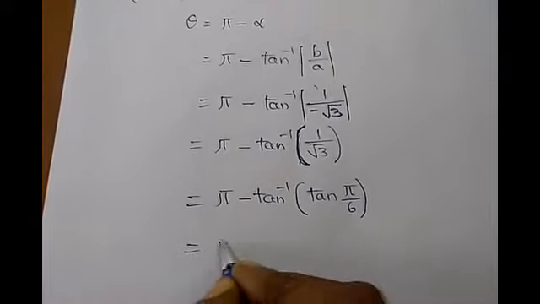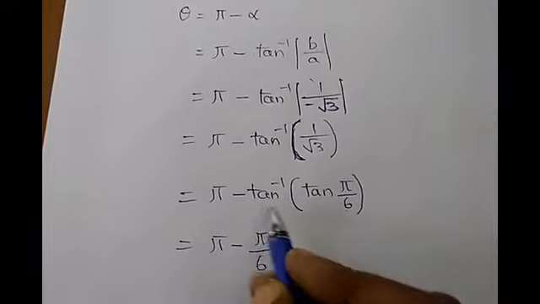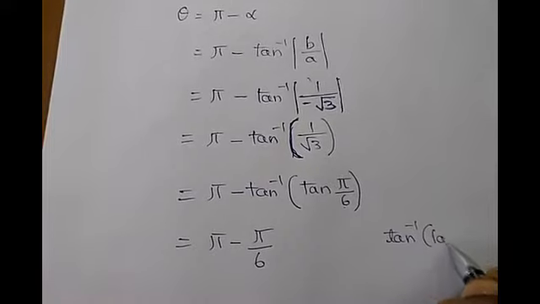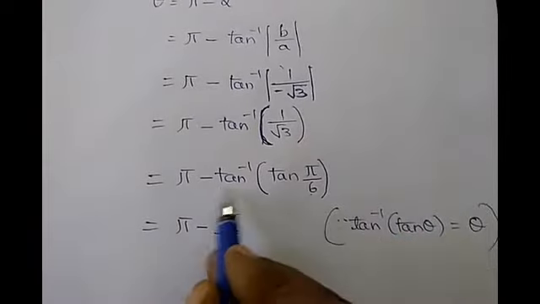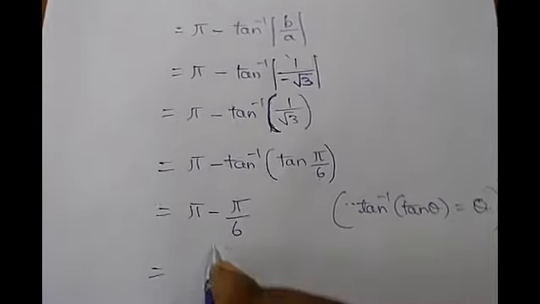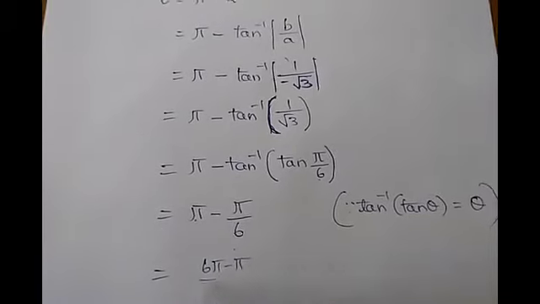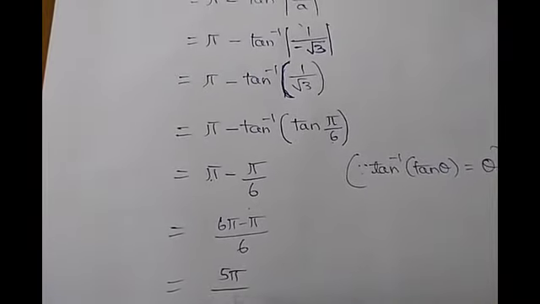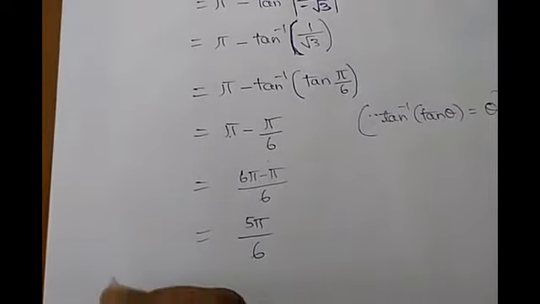That equals pi minus tan inverse of tan pi by 6, which is pi by 6. Why? Because tan inverse of tan theta equal to theta. So by using this you get tan inverse of tan pi by 6 equal to pi by 6 only. Pi minus pi by 6: take the LCM, 6 pi minus pi means 5 pi by 6. What is the required argument? 5 pi by 6. Now write in the polar form.